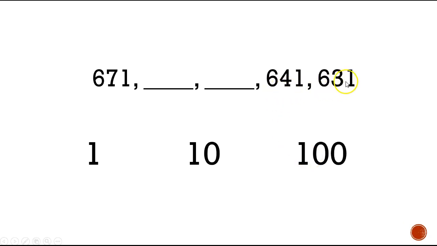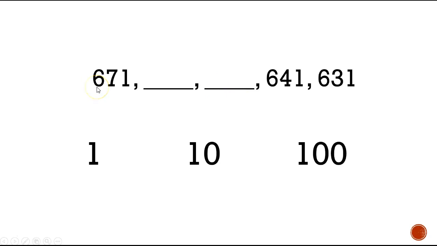Let's look at these two numbers here because they're right next to each other. So we can figure out if they went down by 10, if they went down by 1, or if they went down by 100. Let's look at the ones place. Did those change? No, they did not. How about the tens place? Did those change? Yes, they did. So we know that these numbers are going down by tens. So we know that we need to count down by tens.